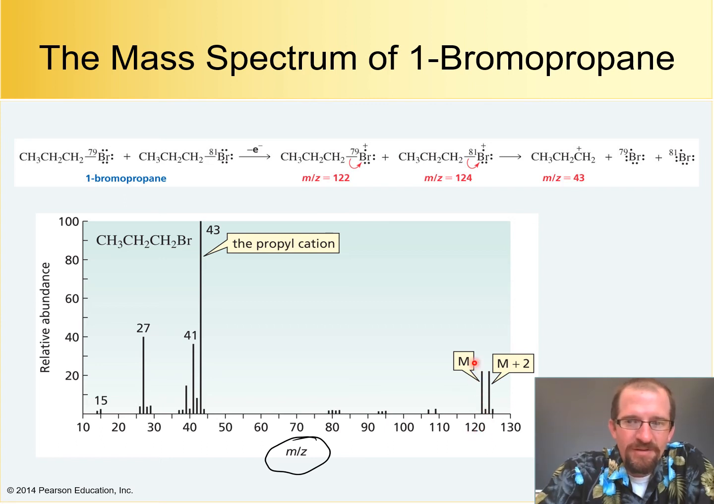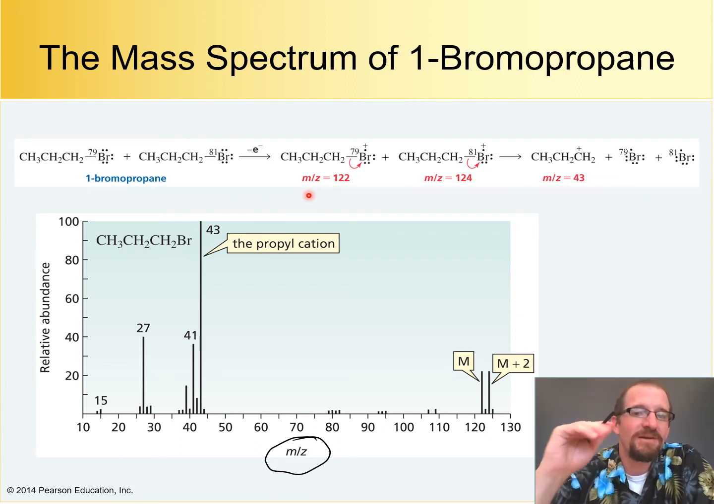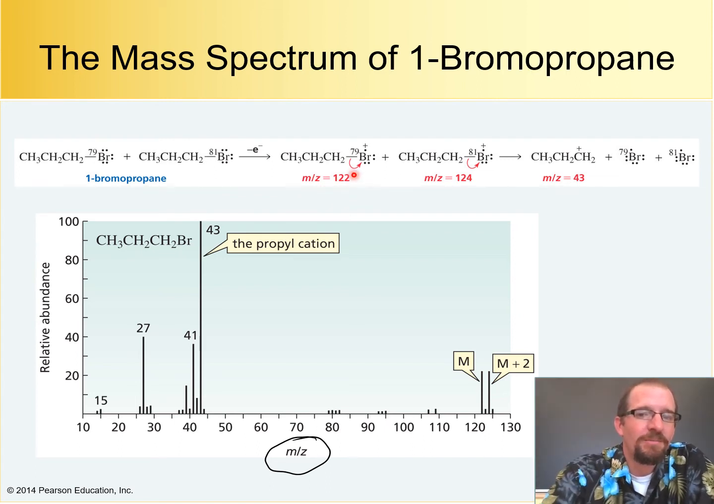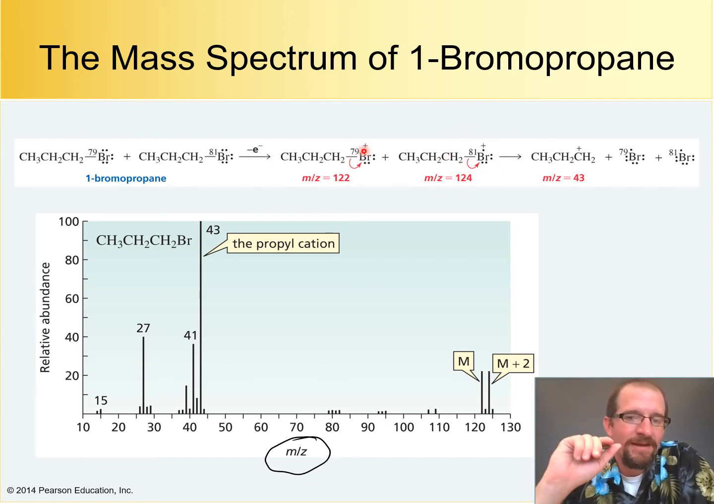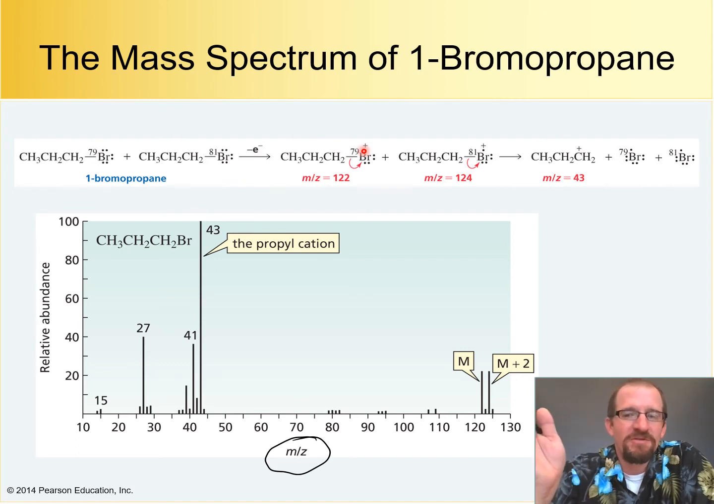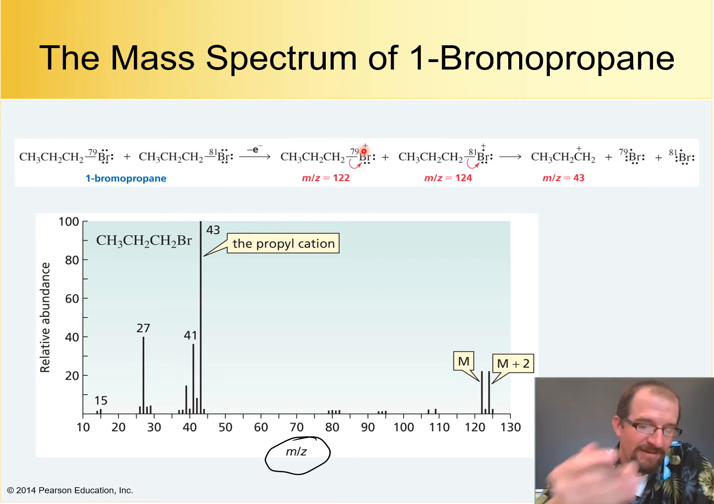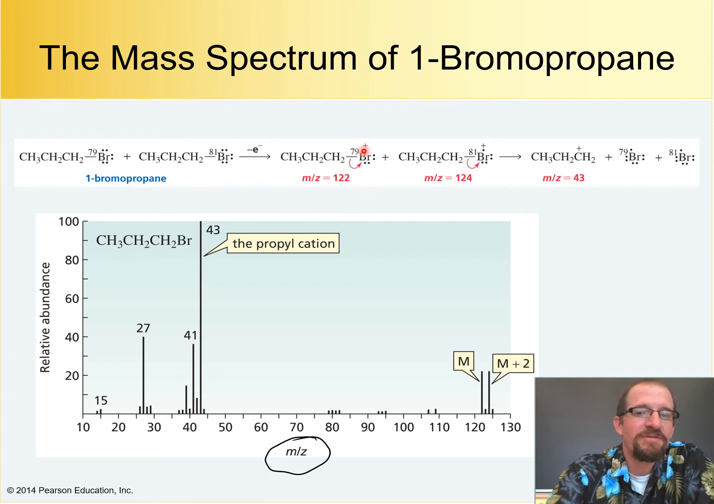But notice there's an M+2 peak that has equal intensity. That's because half the time it's 122 because you've got the bromine-79 isotope, and half the time it's going to be 124 because you're using the bromine-81 isotope. So that's where I say if the M and M+2 are equal height, you've got a bromine. Now notice you can fragment off this bromine to leave behind a propyl cation at 43, and that's what that represents.